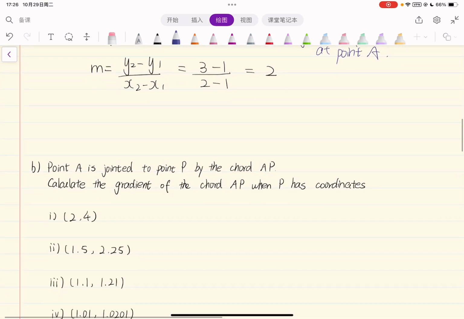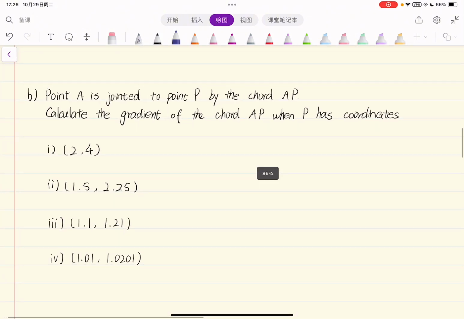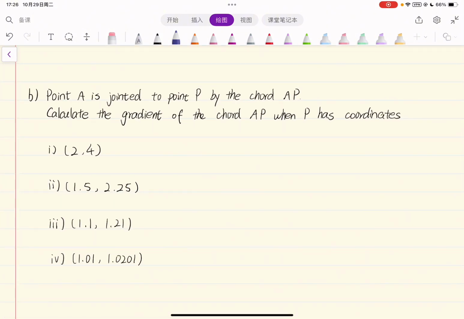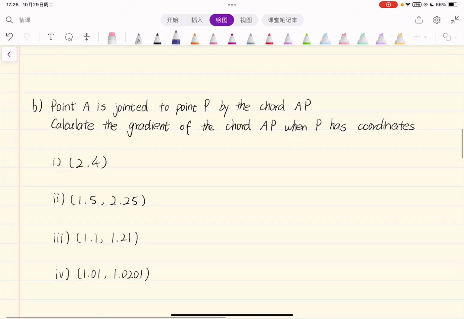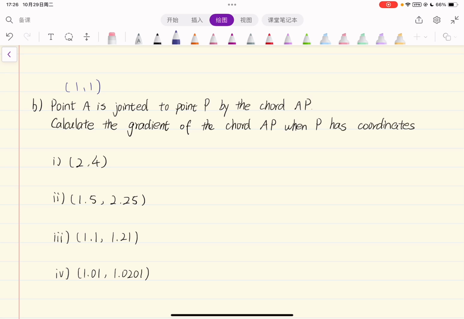Now let's move on to part B, which says that A is joined to point P by the chord AP. Calculate the gradient of the chord AP when P has the following coordinates. For the first one, we know that the point A has the coordinates 1, 1. So, same as before, we use the formula m equals y2 minus y1 over x2 minus x1. That equals 4 minus 1 over 2 minus 1, which equals 3.